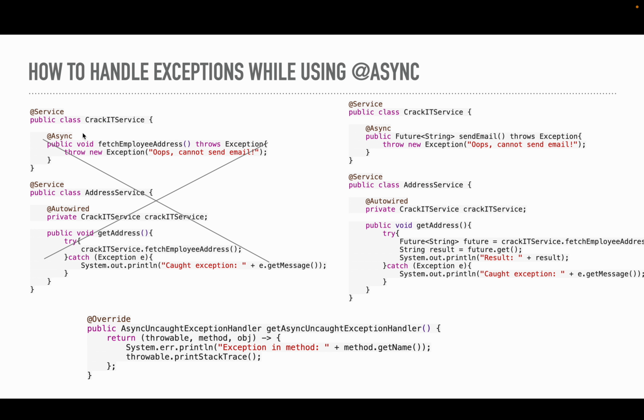So let's assume I have an @Async method, and in that I'm explicitly throwing an exception, which is nothing but throw new Exception. Will this @Async method pass this exception to the caller? The answer is no, it will not. So we have to handle the exceptions properly when we use an @Async method.